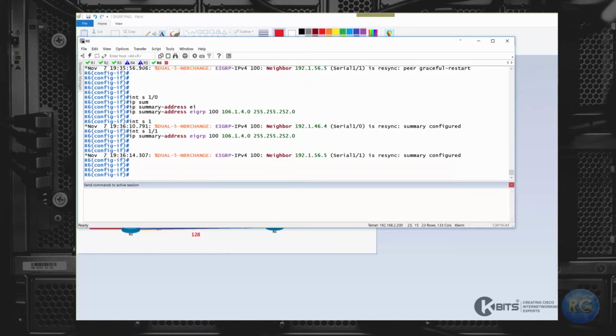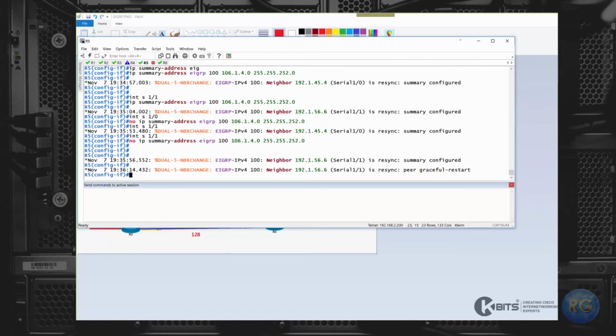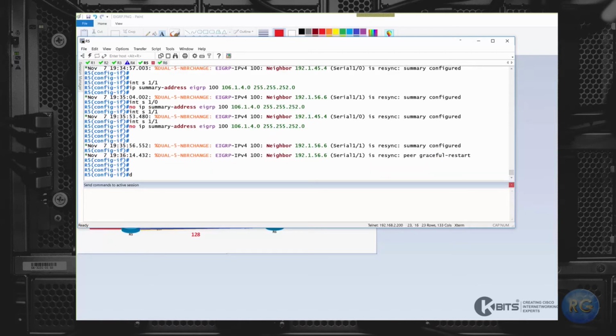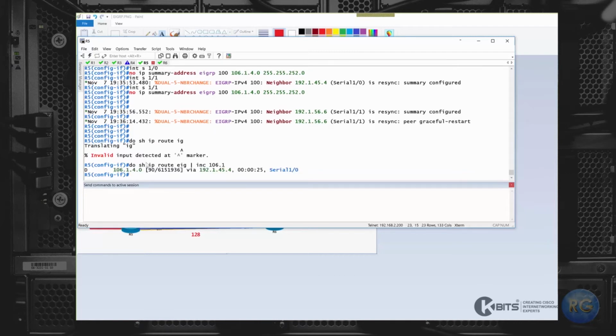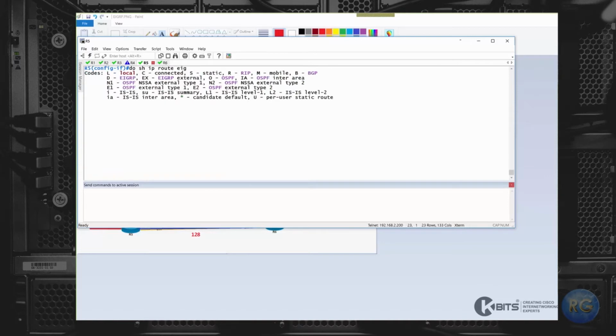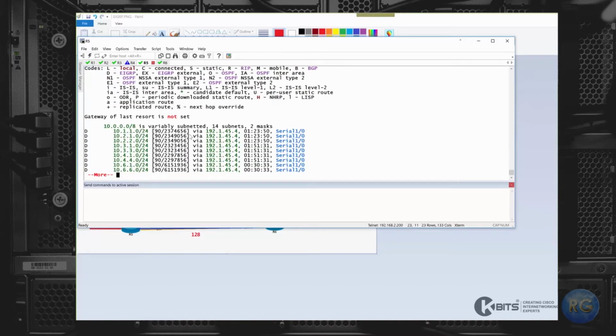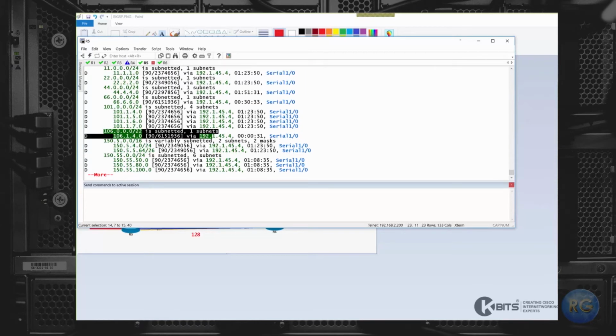So now if I go on to router 5, show ip route eigrp, and we'll do the include of 106. I'm only receiving one route, right? If I don't do this, it'll show me the actual 106 with the mask of 22. Good. The advantage of RIP.